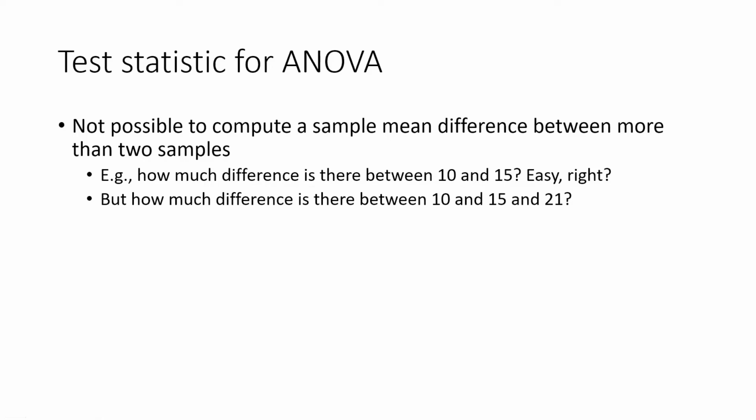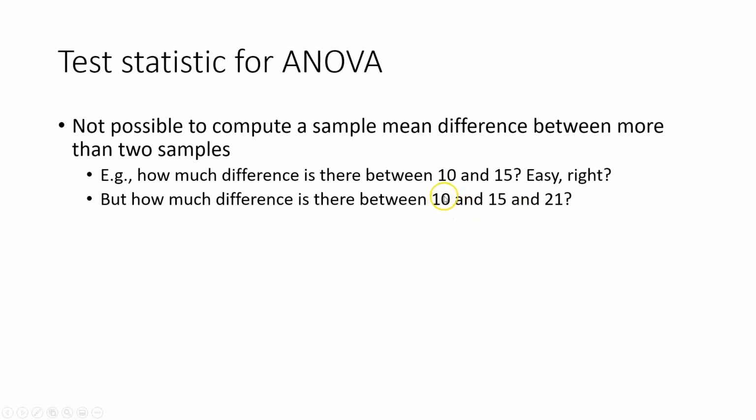Now, one might wonder why we compare the variances in the F fraction or the F ratio instead of sample mean differences like we did with the t-test. Well, the answer is that it's not possible to compute a sample mean difference between more than two samples. So for example, you might say, how much difference is there between 10 and 15? Well, it's easy, right? It's a 5-point difference. But if you ask the question instead between 3 conditions, how much difference is there between 10 and 15 and 21? Ooh, that's not a possible question to answer.